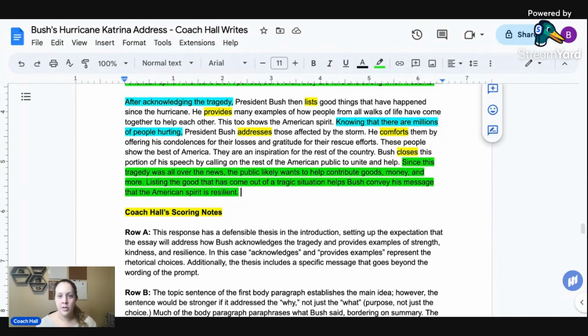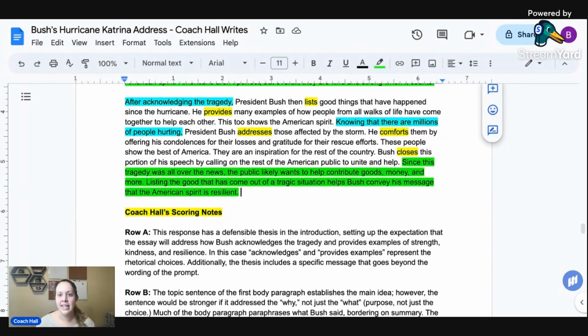The next sentence says, knowing that there are millions of people hurting. Okay, so I like that as linking language. I like that it's referencing the rhetorical situation. President Bush addresses those affected by the storm. Okay, so we see a bit of a shift. We're trying to acknowledge what happens next in the speech, which is okay. But again, we're moving too quickly because notice that we made a claim and we didn't really provide any evidence at all for it or much commentary. And now we're already talking about something else.